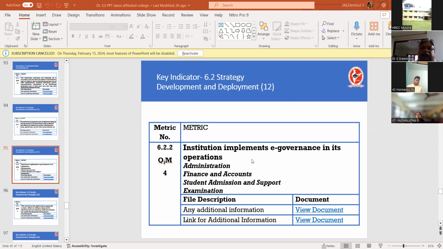Finance and accounts, whether they are computerized. Examination, admission to examination, result declaration, etc., whether all those things are managed by software. That is one question we are asking. So the weightage is very simple. That's a core. That's all.